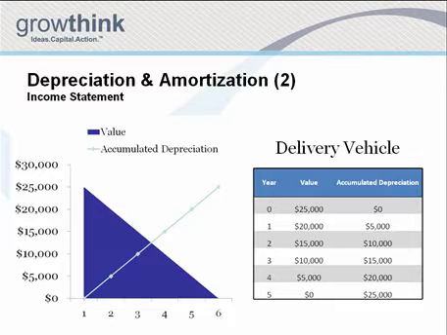So in terms of the delivery vehicle, you can see here in year 0, right when you buy it, it's worth $25,000, and depreciated over 5 years. After year 1, it's worth only $20,000, and you're going to include $5,000 of accumulated depreciation as an expense in year 1, and so on until year 5, where your delivery vehicle has no value on your balance sheet. You've depreciated it fully, and you're not depreciating it on your income statement anymore because you've already expensed all of it.